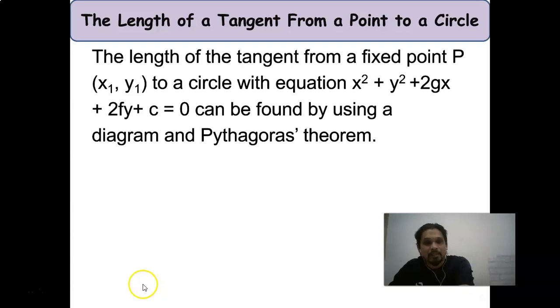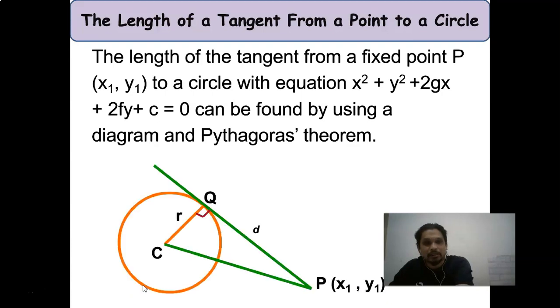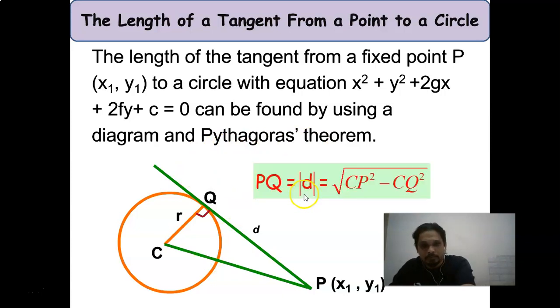Okay, the length of a tangent from the point to the circle. So let's see the length of a tangent from the fixed point P to a circle with the equation of, here the equation of circle can be found using the diagram and the Pythagoras theorem. And the distance of P to Q, P to Q is the distance of this one here.